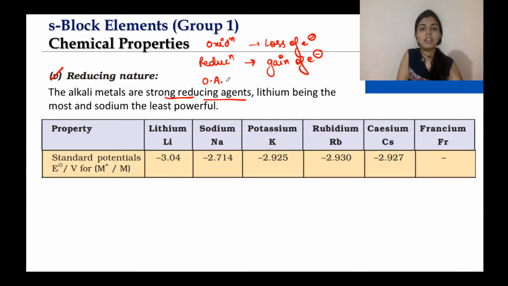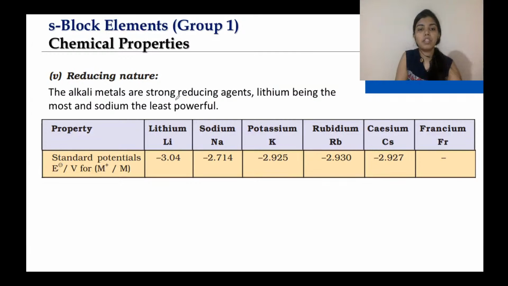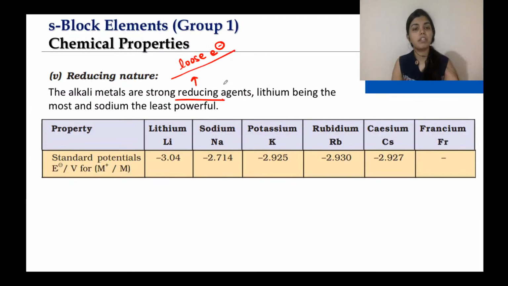An oxidizing agent will gain electrons. That means it itself will get reduced and oxidize the other species. Similarly, a reducing agent will lose electrons. That means it will get oxidized itself and reduce the other species, right? So here we are saying that alkali metals are strong reducing agents. Strong reducing agents means that they will lose electrons, oxidize themselves and reduce the other species.